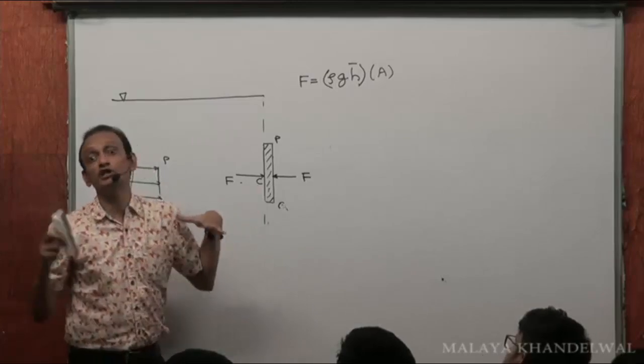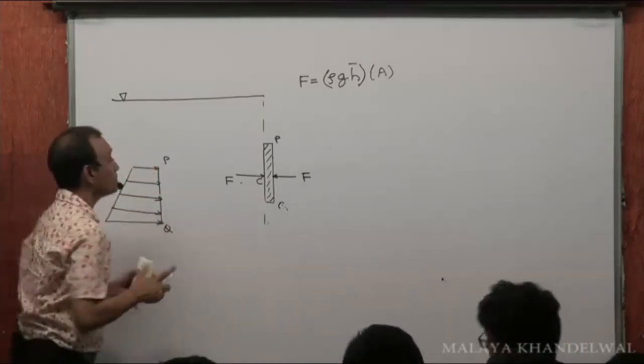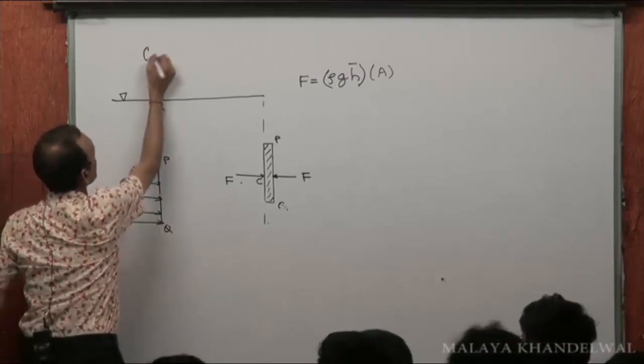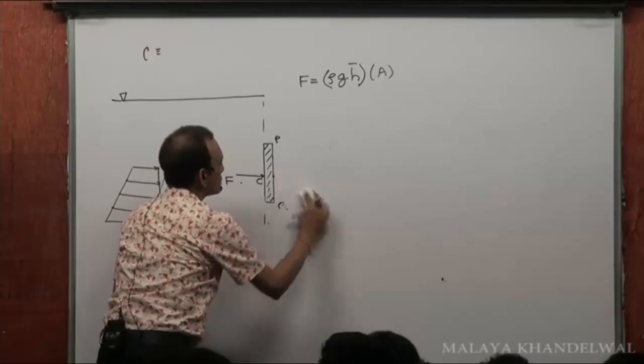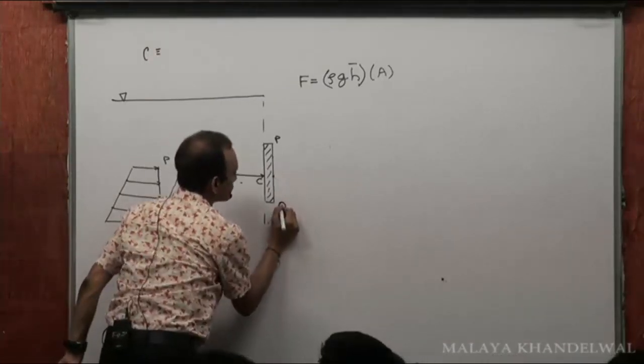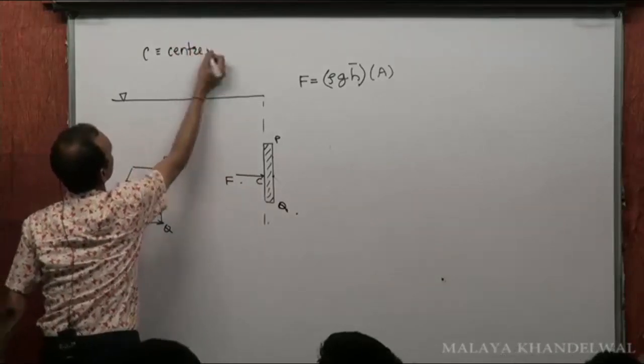Now, the point where I can replace the entire force as acting, I call that the center of pressure. Right? This point C, where I can replace the entire hydrostatic force acting on the plane vertical lamina, is the center of pressure.